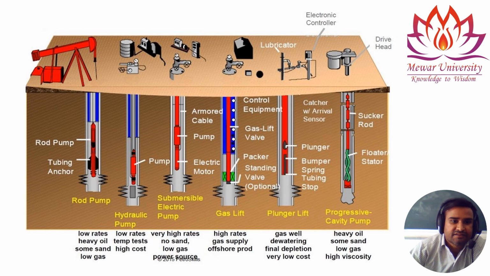And then we have gas lift for high flow rate, gas supply, offshore production. Then we have plunger lift: gas well, dewatering, final depletion, very low cost. Then finally we have the progressive cavity pump. In the progressive cavity pump: some sand, low gas, high viscosity. So these are the different artificial lifting methods or equipment that will be used in an oil well to produce oil.